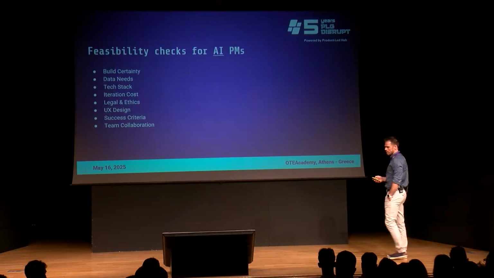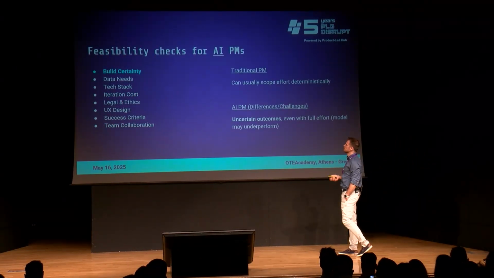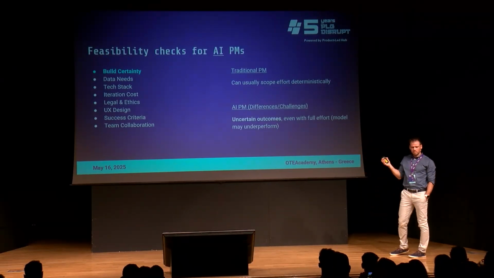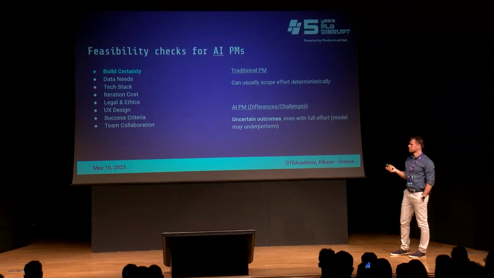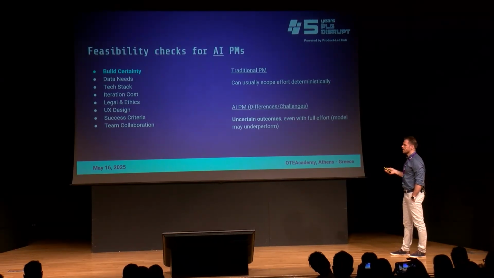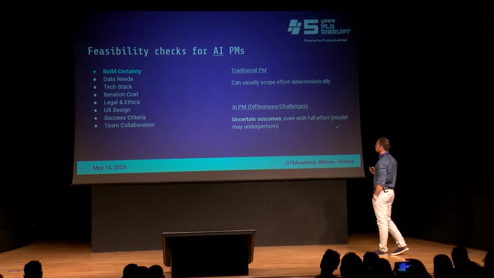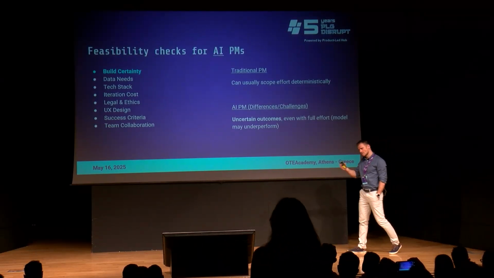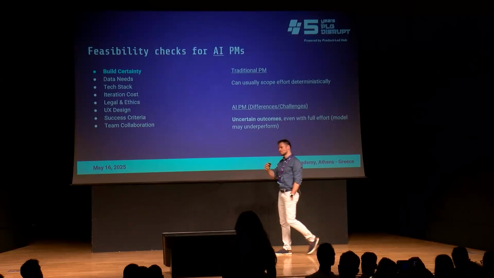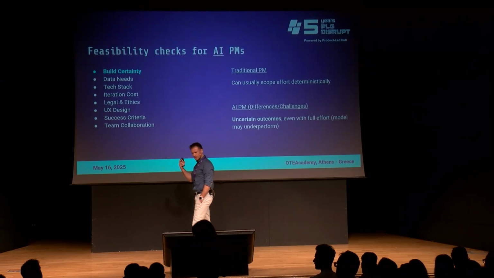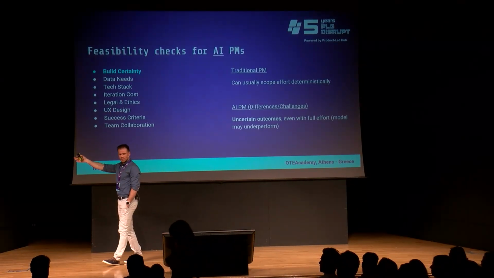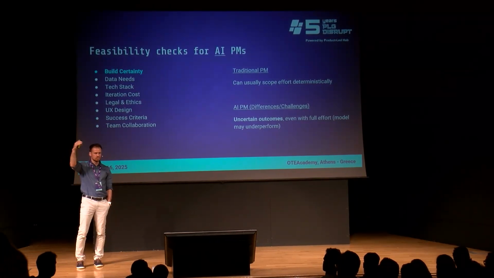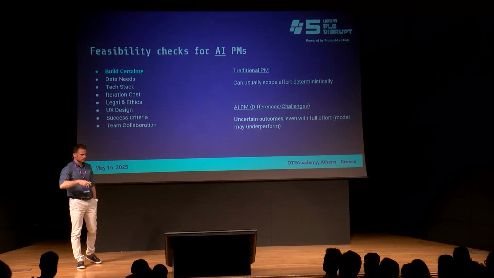Okay. So the feasibility checks, you have to build uncertainty. Usually, a traditional PM knows what's the scope. But for the AI PMs, there's uncertainty. What if the model does not perform? What if the newest version or a previous version performs differently? As we said before, if you increase the version of the model, it might have 20 times the cost, but will be 20 times better.